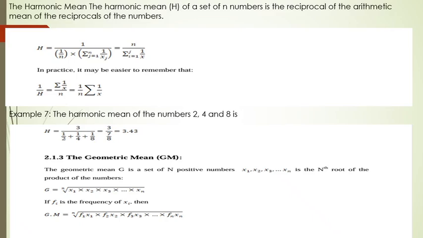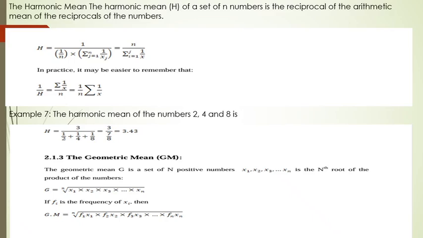They said, find the harmonic mean of the numbers 2, 4, and 8. Now n, what is our n? From the formula, our n is 3, which is 1, 2, 3, the number of observations, all over, for each data point or each observation, 1 over 2 plus 1/4 plus 1/8, which is 3 over, when you add all this together, 7/8. 3 divided by 7/8 will give us 3.43.